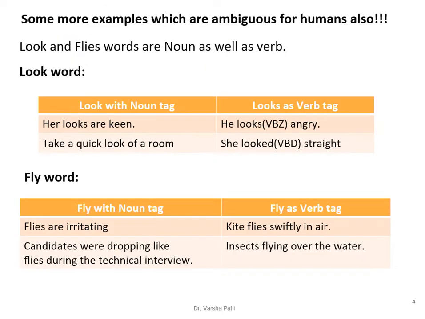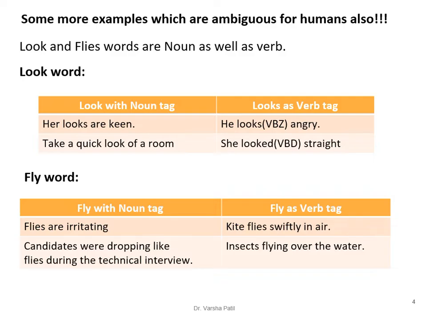Now we will see some more examples which are ambiguous for humans also. Look and flies are words that are nouns as well as verbs. For example, just see the word look, look with a noun tag and look as a verb tag. Look with noun tag: her looks are keen. Here it acts as a noun. Take a quick look at a room. Again here look acts as a noun. He looks angry and she looks straight. So here looks represents a verb. The first is VBZ, that is third person singular, and VBD is nothing but past tense.